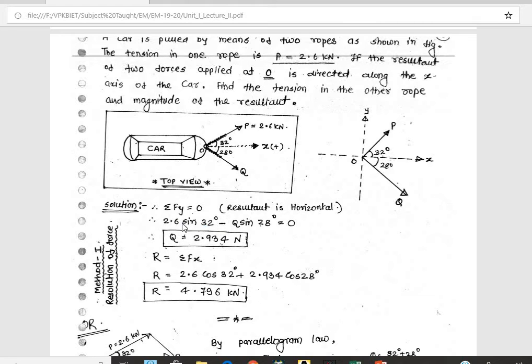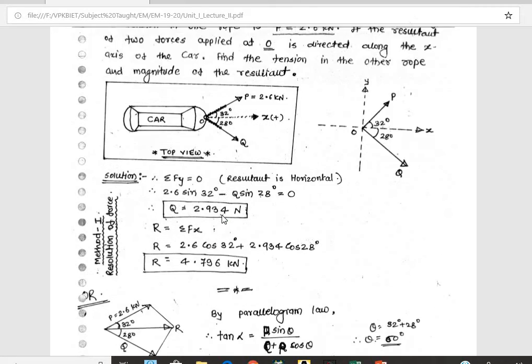So just use that: 2.6 sin 32 vertical. This is the horizontal cos component, vertical sin component. 2.6 sin 32 minus Q sin 20 is equal to 0. Therefore Q is equal to 2.934. Similarly, Fx is equal to R because the resultant is horizontal. Therefore R is equal to 2.6 cos 32 plus 2.93 cos 28, so it comes out to be 4.79. Okay, this is by using the resolution of the force.